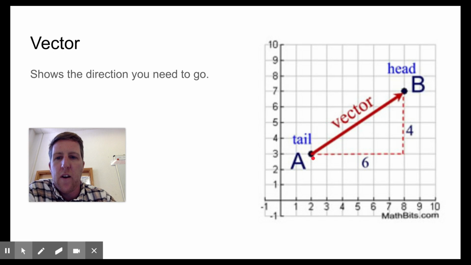vectors. Vectors are just showing the direction that you need to move on the graph. So it's an arrow on the graph, and it goes from like here to here. Perfect. It's just telling you that you need to move 6 squares to the right and 4 squares up. The vector is an arrow that shows the direction that you need to go.